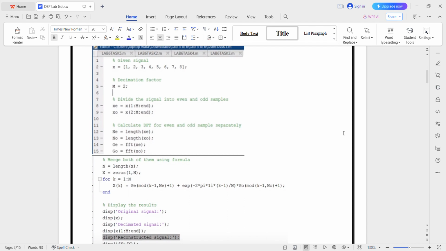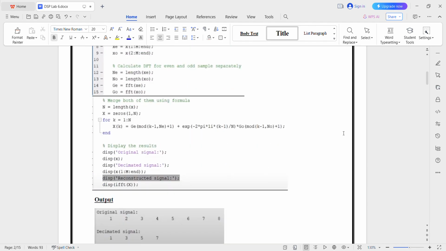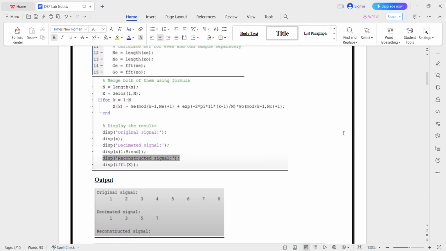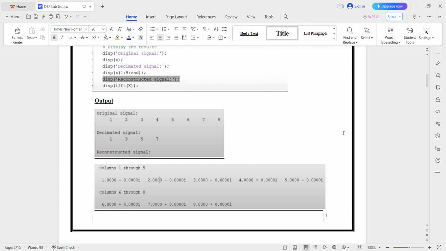The signals are merged back together using the provided formula, where NE and NO are the lengths of XE and XO respectively. The merged signal X is initialized as zeros and computed using the formula involving GEFFT and GOFFT. Finally, the original signal, decimated signal, and reconstructed signal are displayed using DISP function calls in the output.